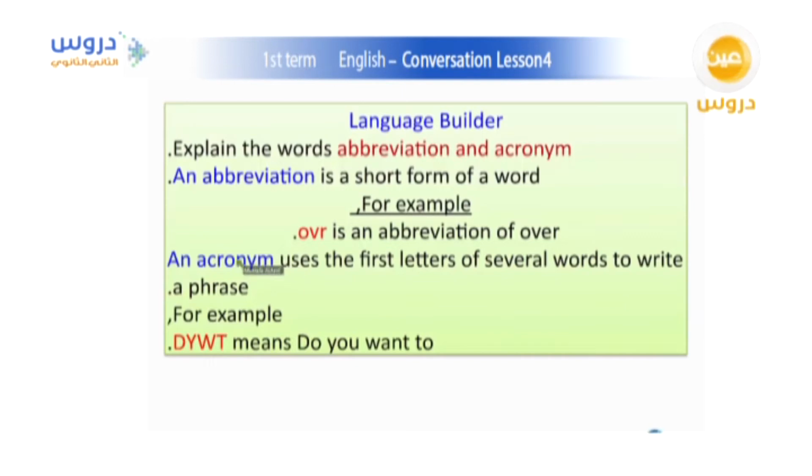Now, what is an acronym? An acronym uses the first letters of several words to write a phrase, like, do you want to? And it means, do you want to? Yes, Murtaja, it's good night. All right? So, can you give me now an example for abbreviation?